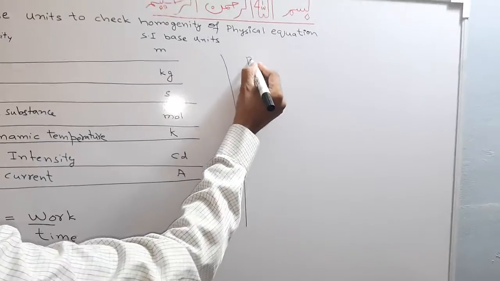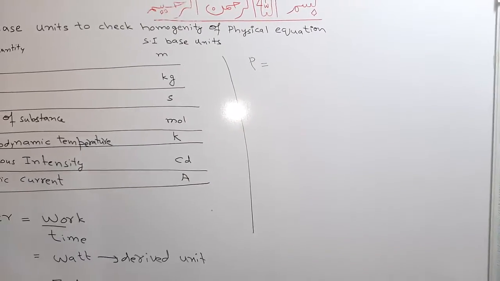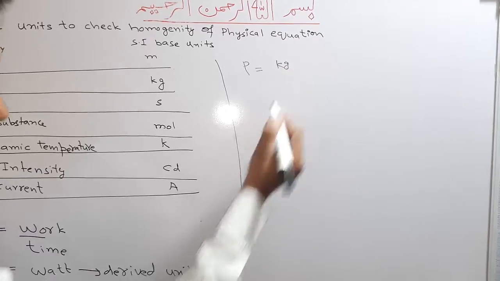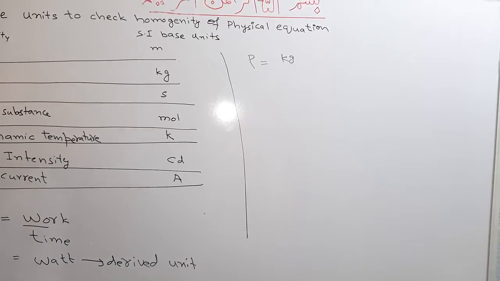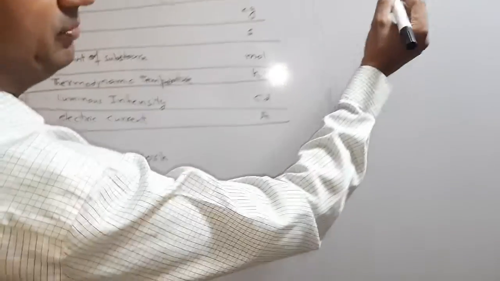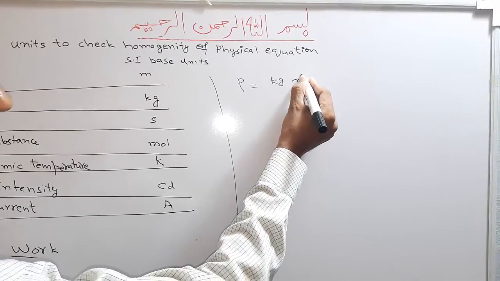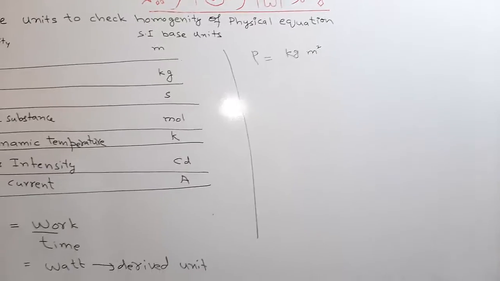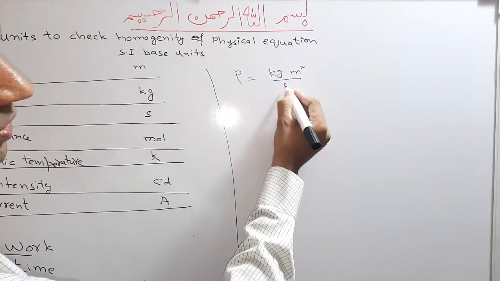Power will be kilogram meter square per second cube. Kilogram, and why meter square? This meter and this meter, they are going to multiply. So whenever we have the same base and they are going to multiply, their powers are going to add. In the same way, second square into second will make second cube.